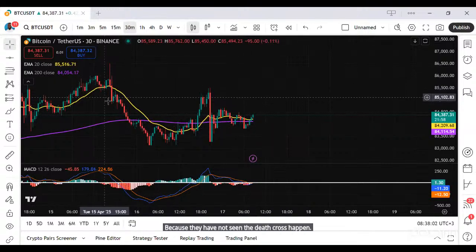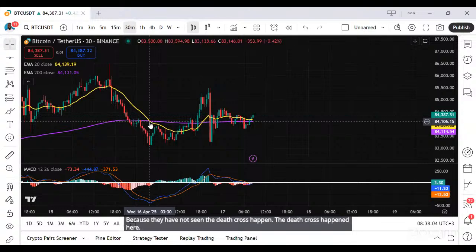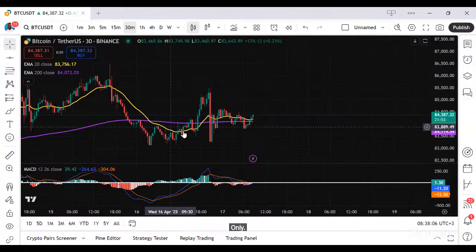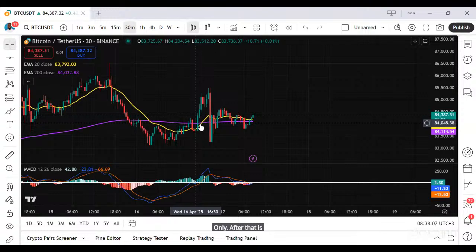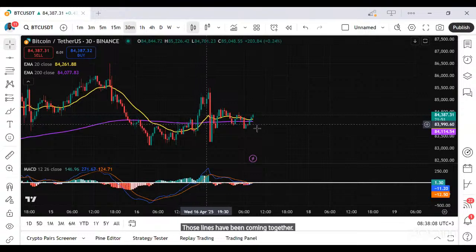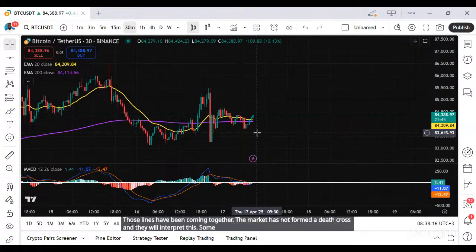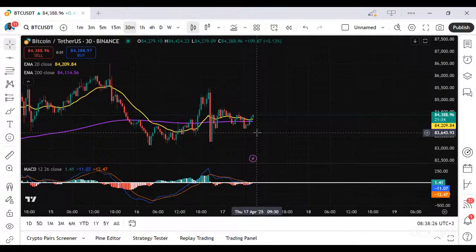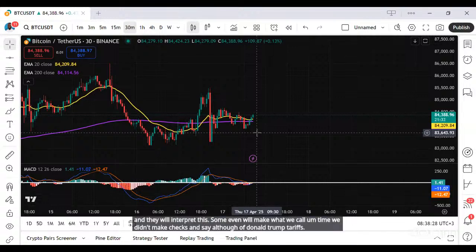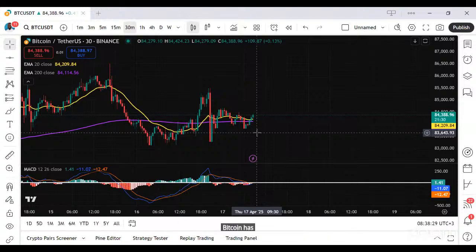The death cross happened here only. But after this, we had the golden cross. And although lines have been coming together, the market has not formed a death cross. And they will interpret this. Some even make charts and say, although of Donald Trump tariffs, Bitcoin has remained dominant without forming a death cross.